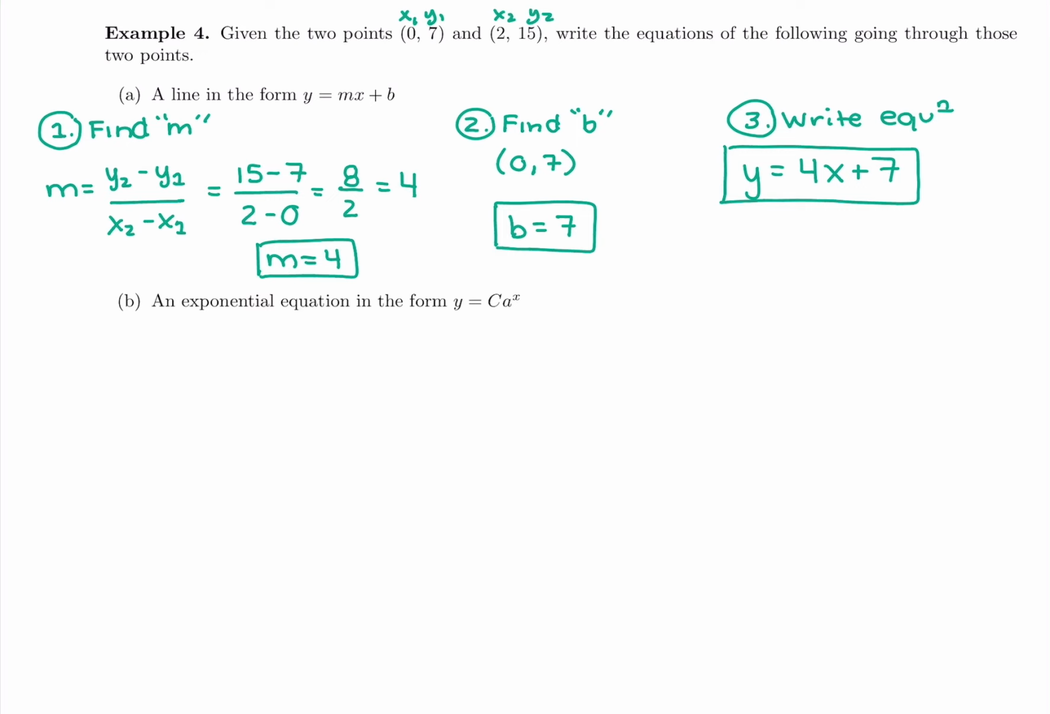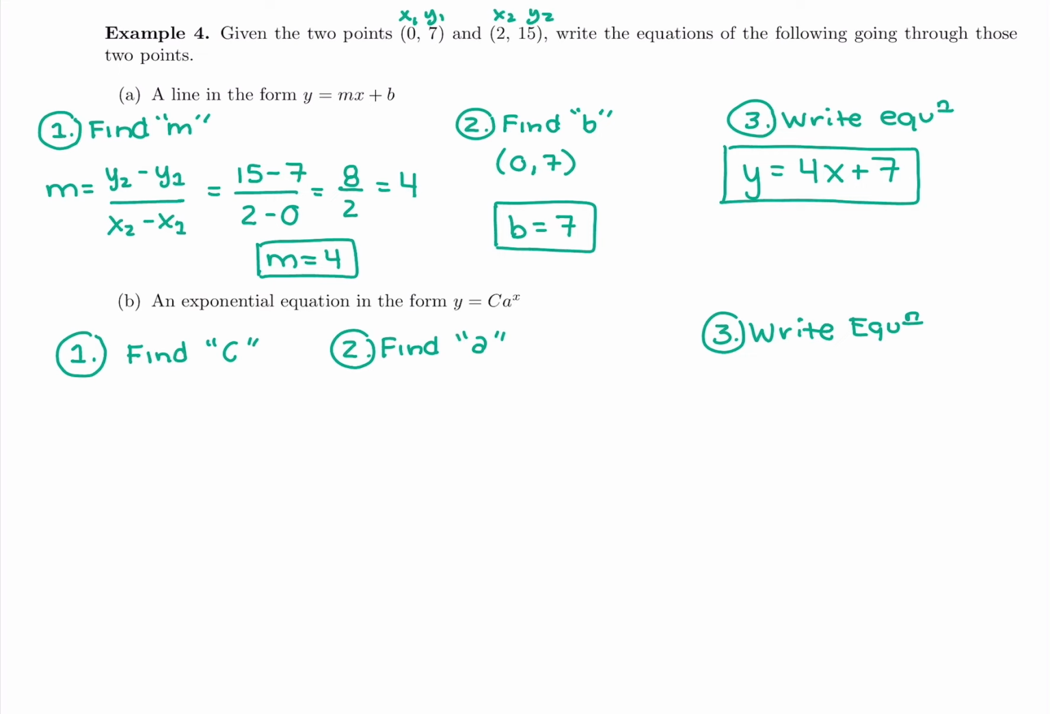An exponential equation, I'm going to do in 3 steps as well. So whenever I see write an equation, I'm thinking 3 steps. My first step is to find c, which should be given to me nicely. My second step is to find a. And my third step is to write the equation, y equals c times a to the x.